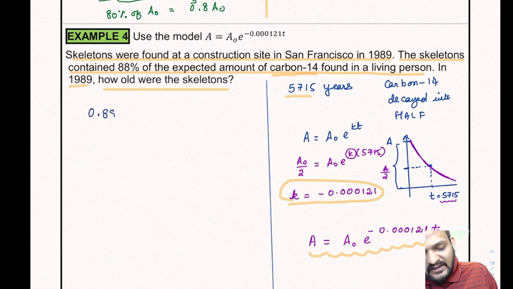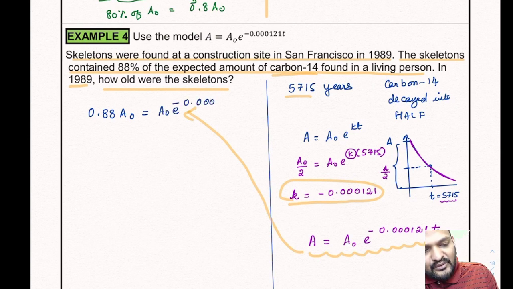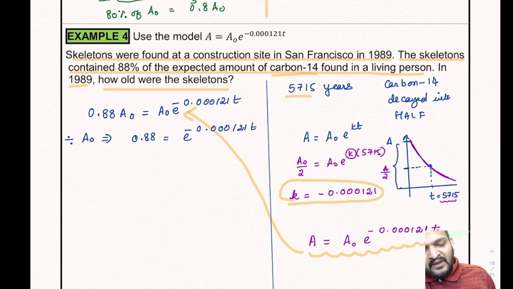So whatever the initial amount is, it's going to be 88%, which is 0.88 times A sub 0 equals, again, I'm just borrowing the equation from there. That is going to be 0.88 A sub 0 equals A sub 0 e to the negative 0.000121t, right? Now again, we're going to use the same thing that we did earlier. I'm going to divide both sides of the equation by A sub 0. When I do that, my left-hand side is simply 0.88, and the right-hand side is e to the negative 0.000121t. And I'm going to take the logarithm on both sides to solve for t.